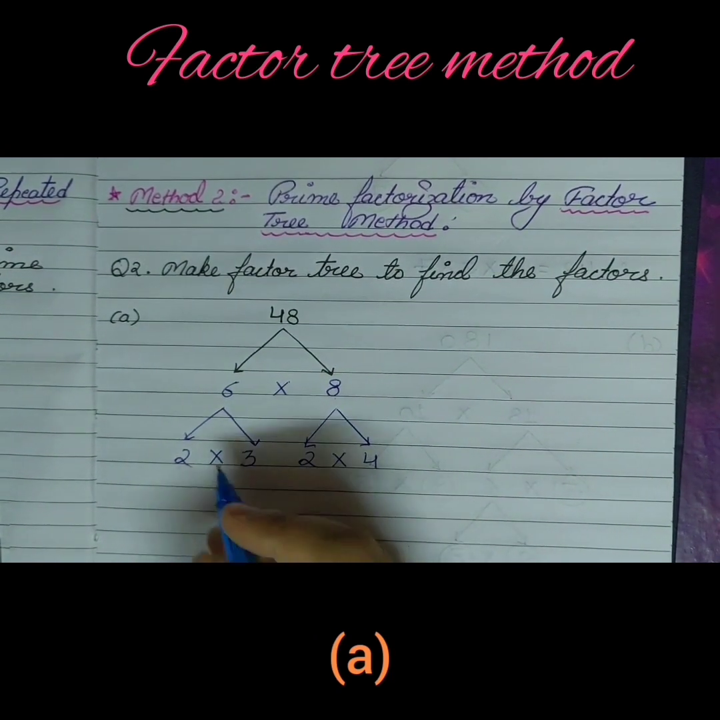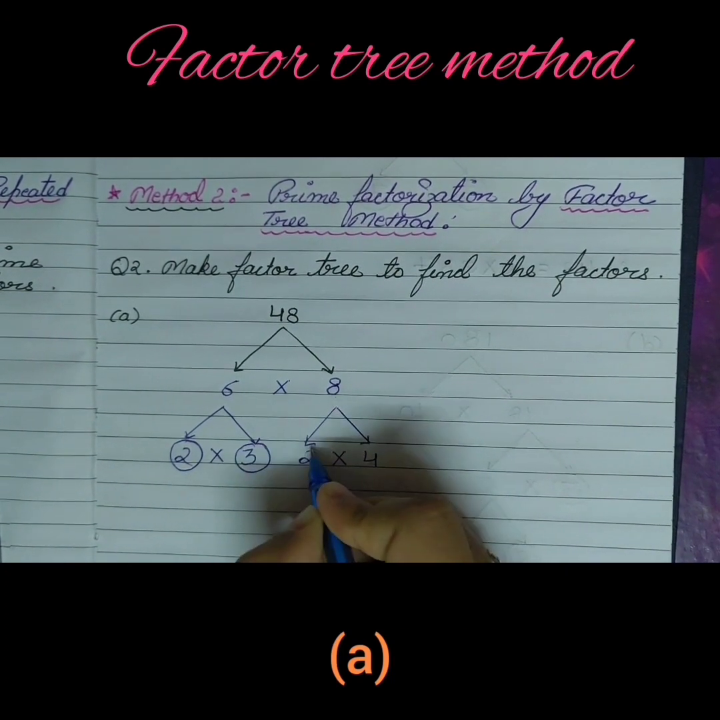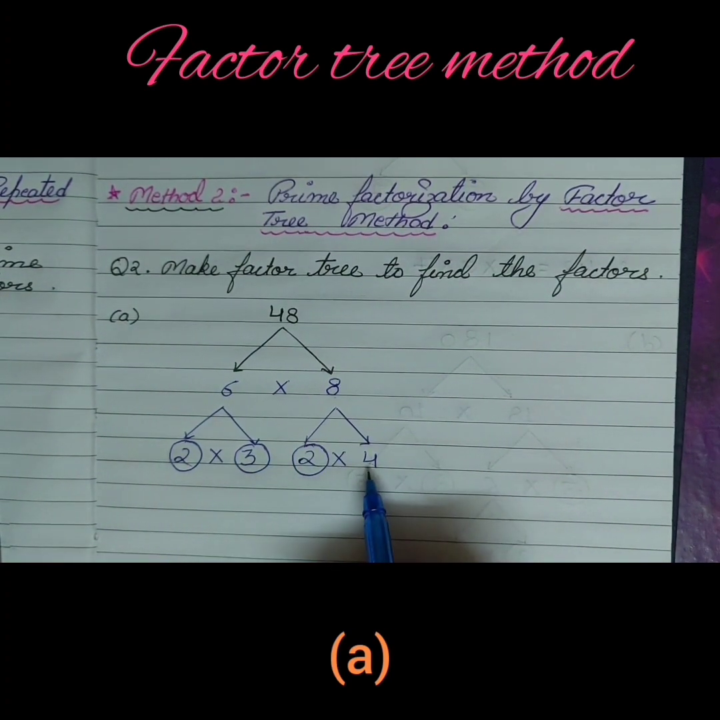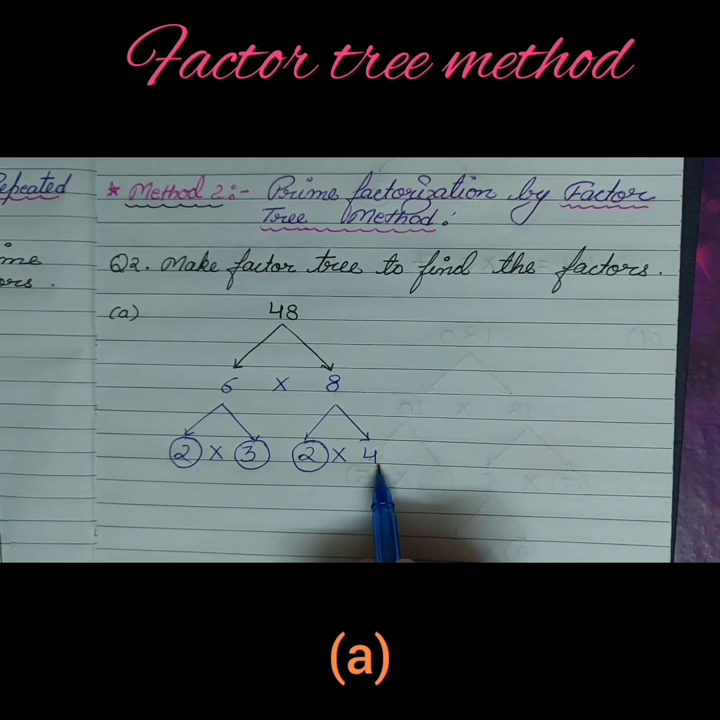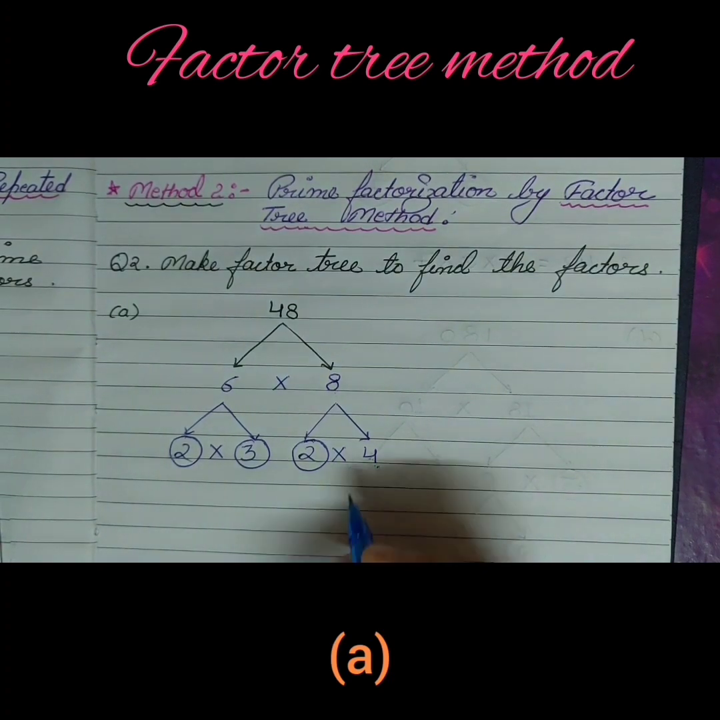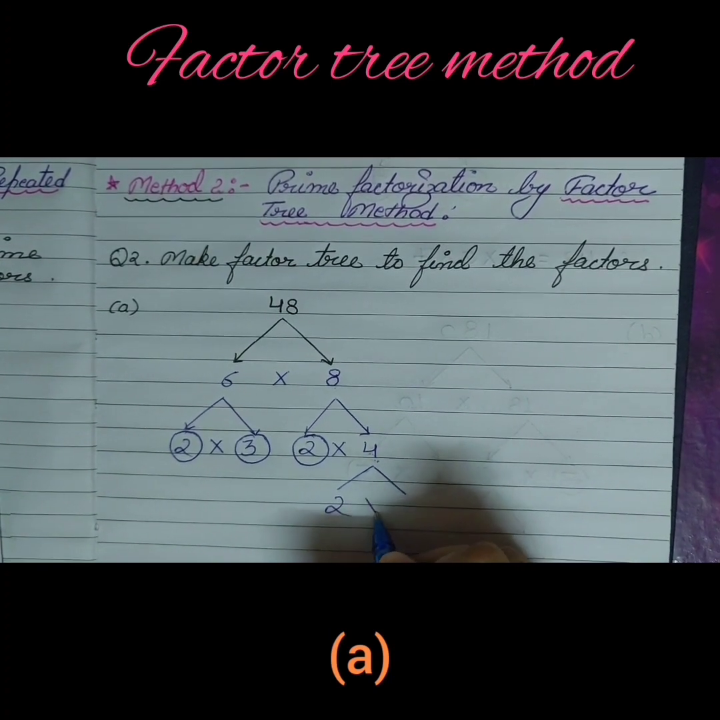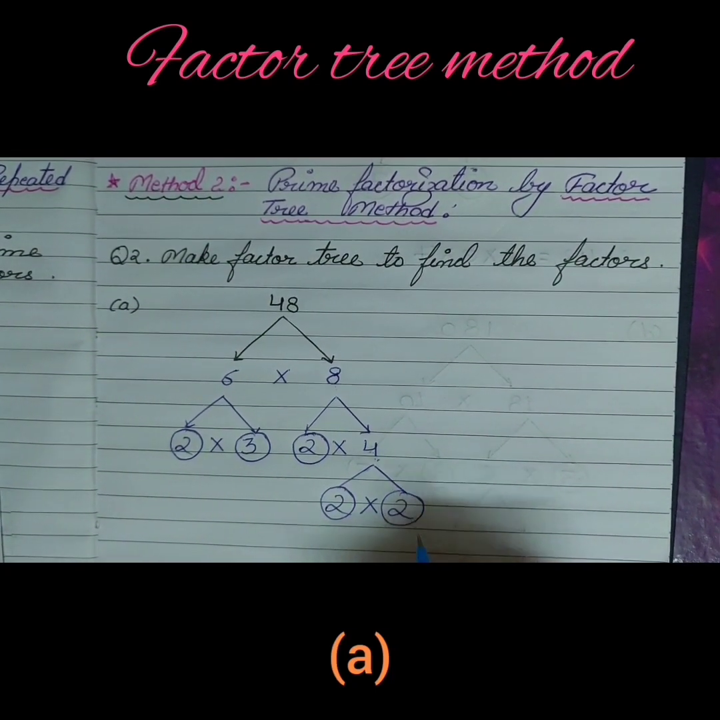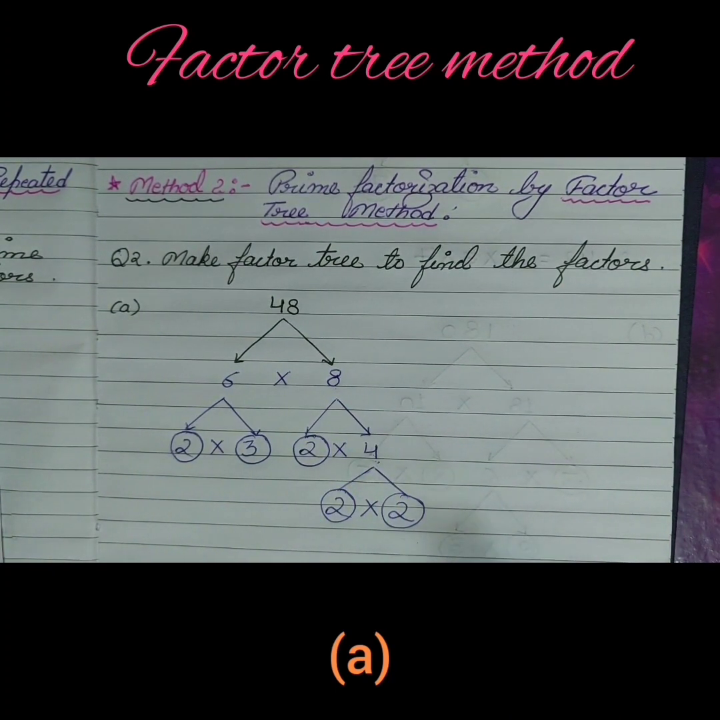Now here we get 3 prime numbers, that is 2, 3 and this 2 as factors. We are still left with a composite number, that is 4. Again split this 4 into its factors. Now 4 can be written as 2 times 2. Now both these factors are prime numbers. Now look, all the factors we have got are prime numbers.